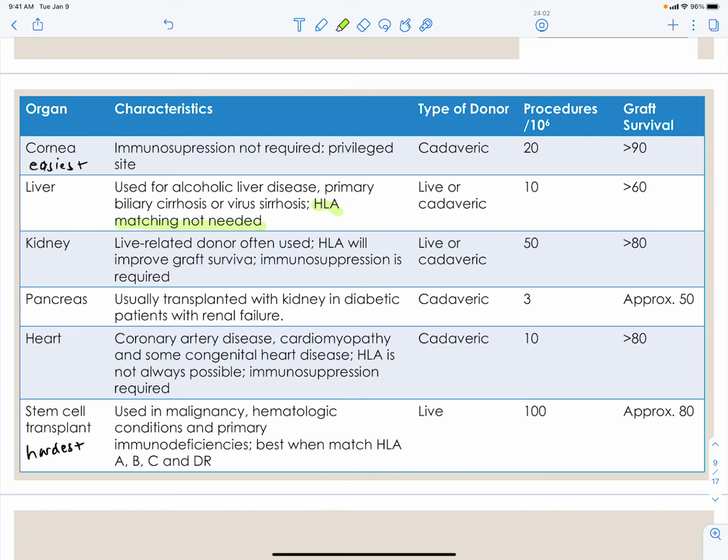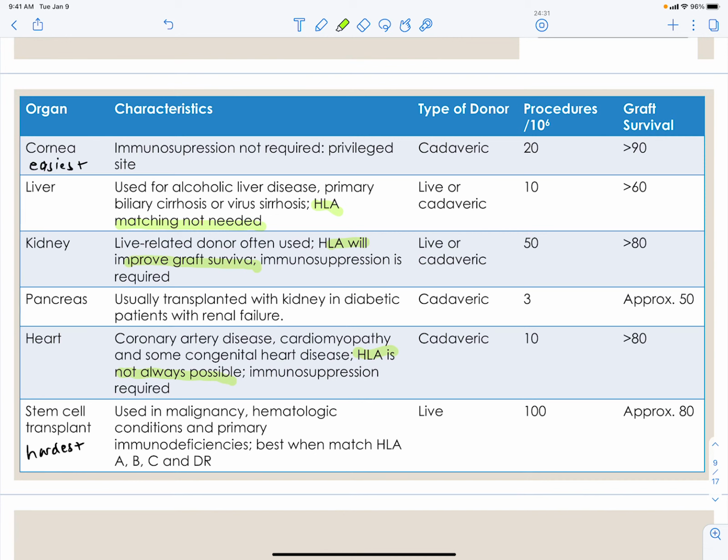For your kidney, the HLA matching will improve graft survival, but the patient is always going to be on immunosuppressive drugs. Pancreas and kidney are oftentimes going to be transplanted together. And for the heart, of course, HLA matching is not always possible due to the emergency need for a heart transplant. And so heart immunosuppression therapy is quite aggressive.